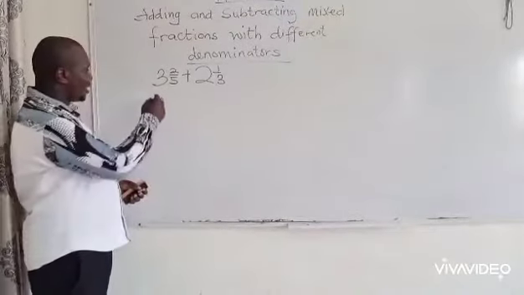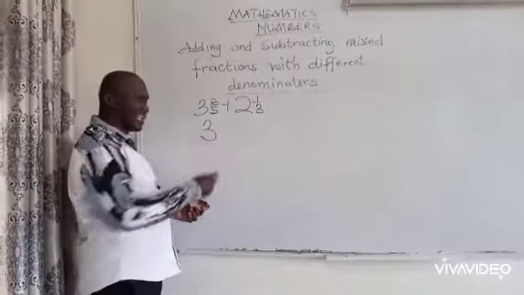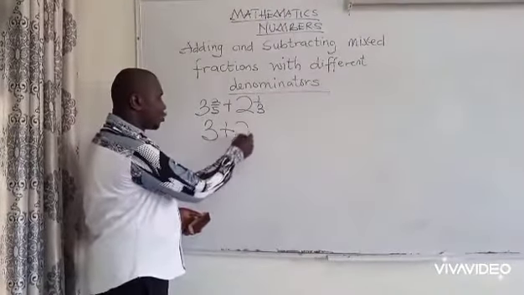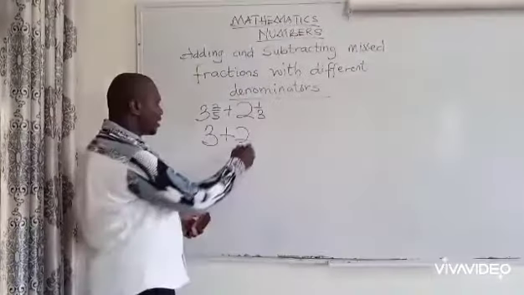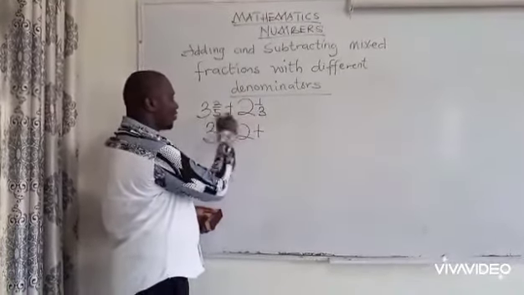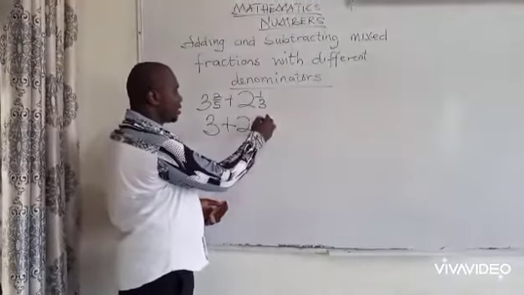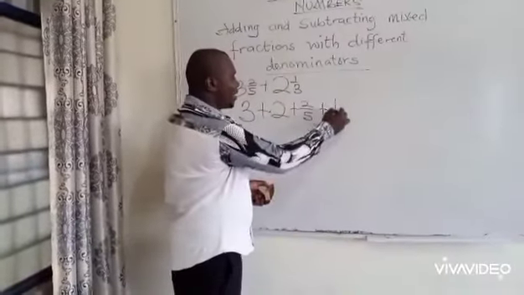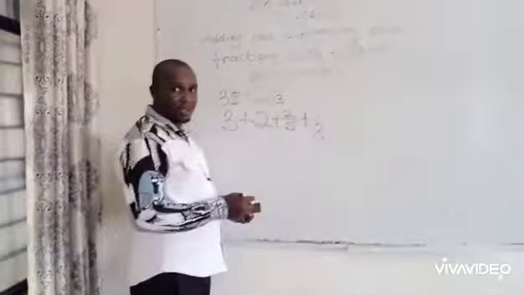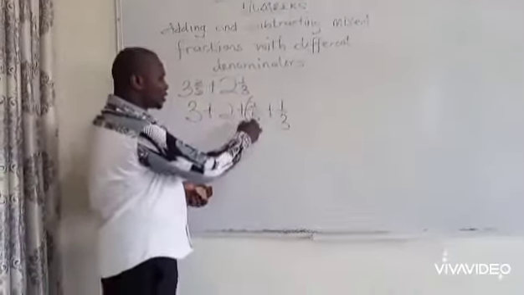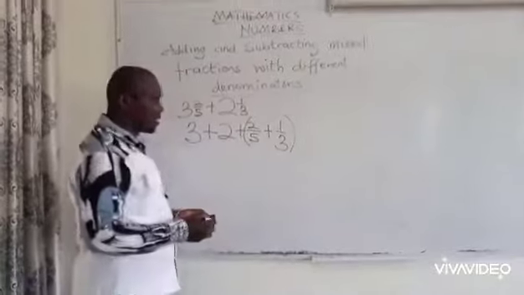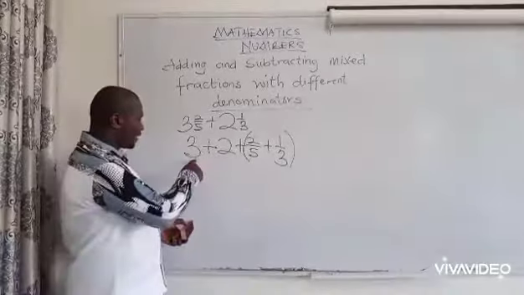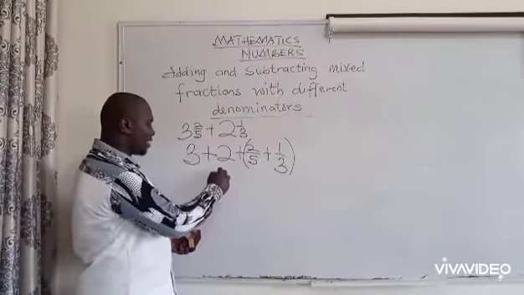Let's look at it. So we have 3 whole number plus 2 whole number, and then add it to our fractions. That is 2 out of 5 and 1 out of 3. To make it simple, we can put the fraction into a bracket. Let's continue. 3 plus 2 gives us 5.